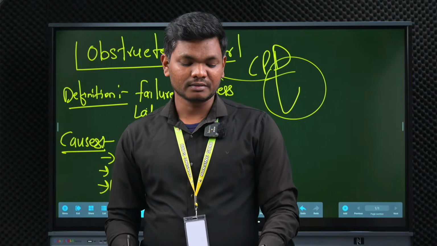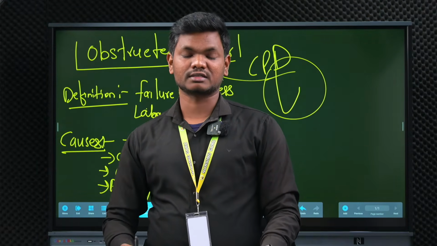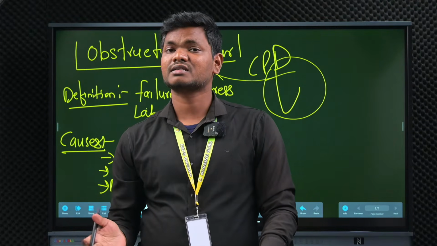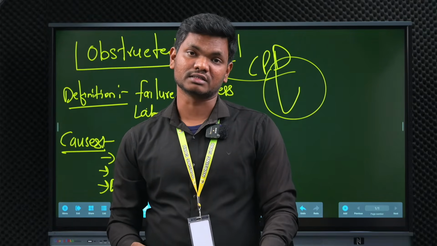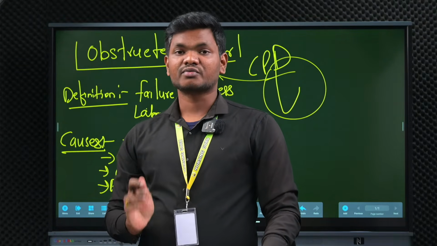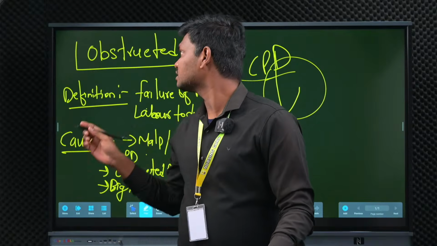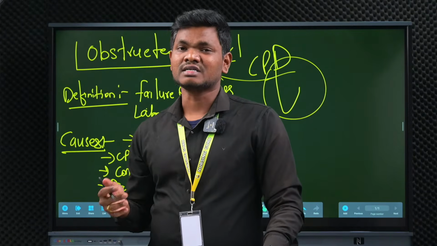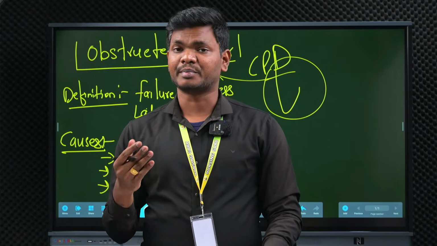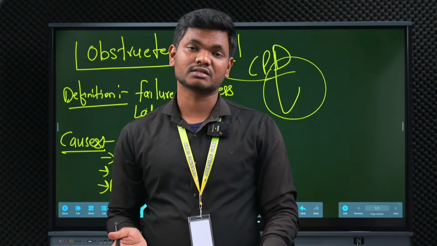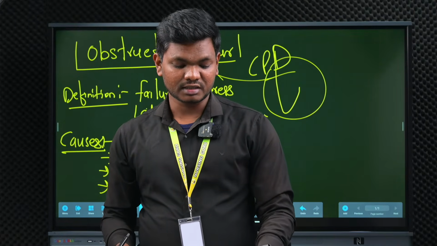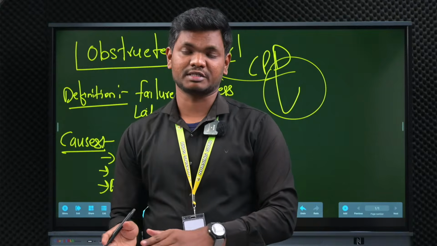Then rupture of uterus. In conditions of rupture of uterus, at that time also you can perform the emergency cesarean section. So first, when you have identified that the mother is in obstructed labor, you can go directly to the cesarean section to prevent further complications to the baby as well as the mother. So the management includes general and specific management, as I told.